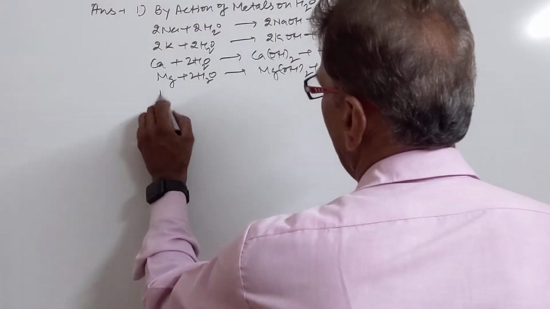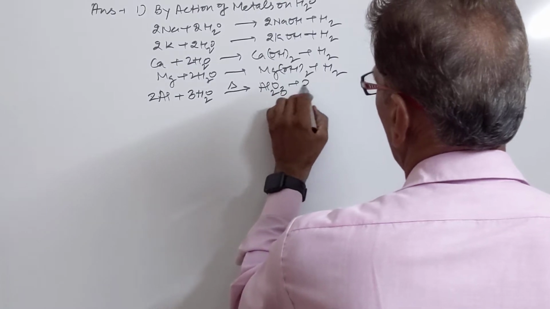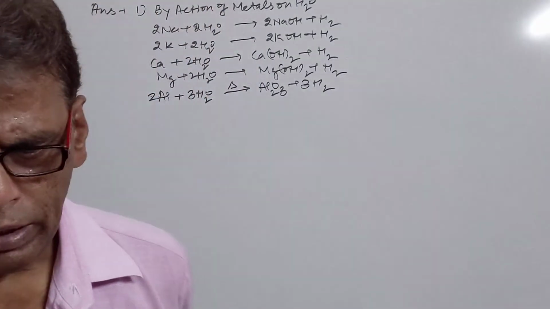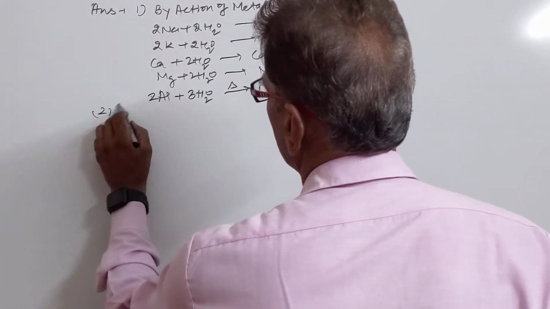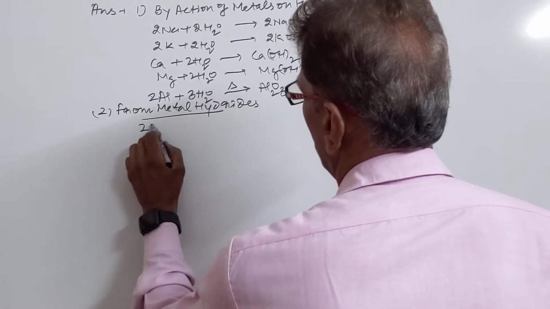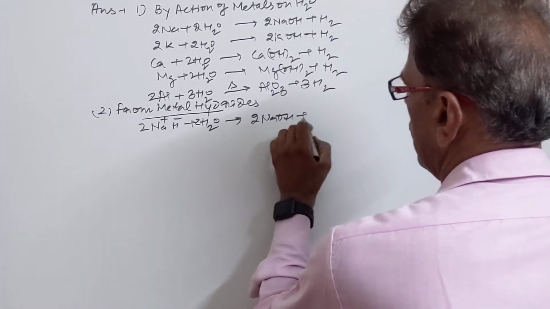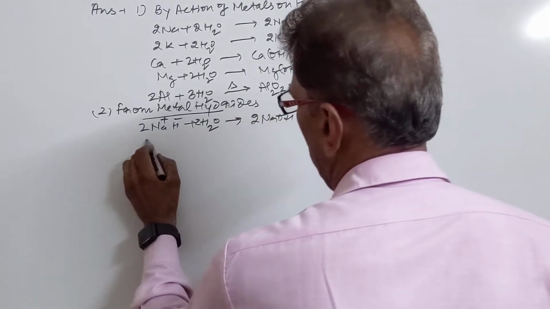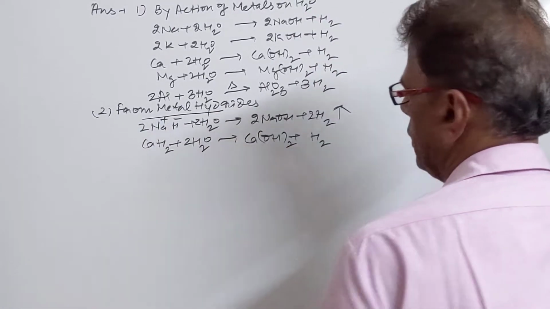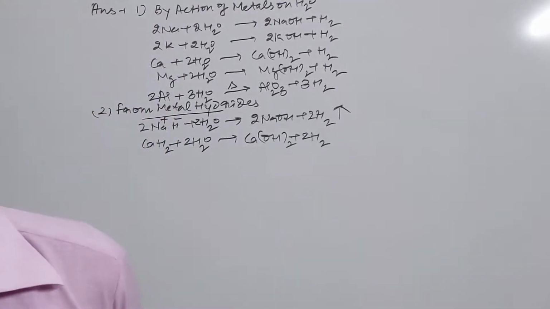Aluminium can also produce hydrogen gas on reaction with 3 water molecules, heated. You will get Al2O3 plus 3H2. So these are the action of active metal with water to produce dihydrogen. Then we have the action on metal hydrides. From metal hydrides, 2NaH combines with water will give you 2NaOH plus hydrogen. Similarly, calcium hydride can combine with water to produce calcium hydroxide plus hydrogen. So in this manner, we can produce hydrogen by action of metal hydrides on water.